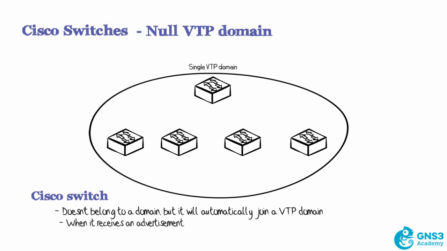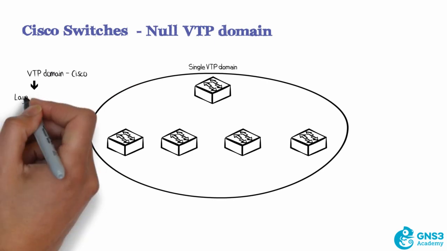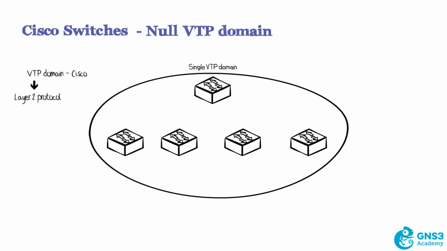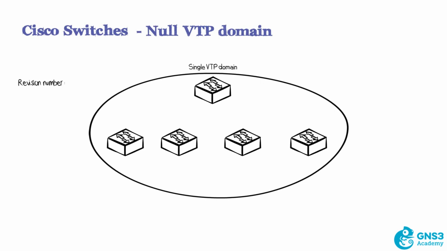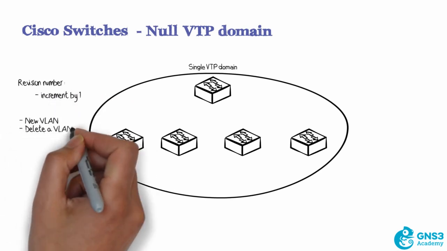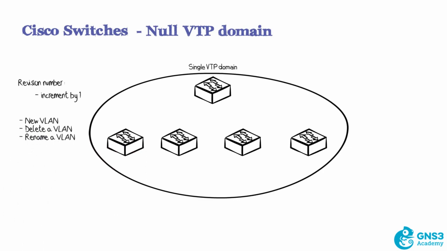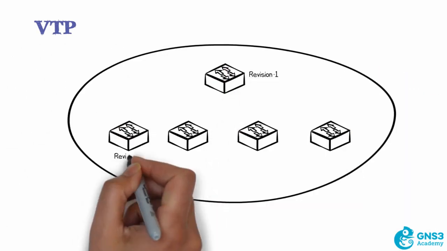In this example, let's assume that these devices have been put into a VTP domain with the name of Cisco. Please remember that VTP is a layer 2 protocol and requires trunk links for communication, so VTP advertisements will not traverse a router. An important concept to understand in VTP is the concept of a revision number. Every time a change is made to the VLAN database of a switch, the revision number in VTP will increment by 1. So if you add a new VLAN, delete a VLAN, or rename a VLAN, the revision number will change by 1.